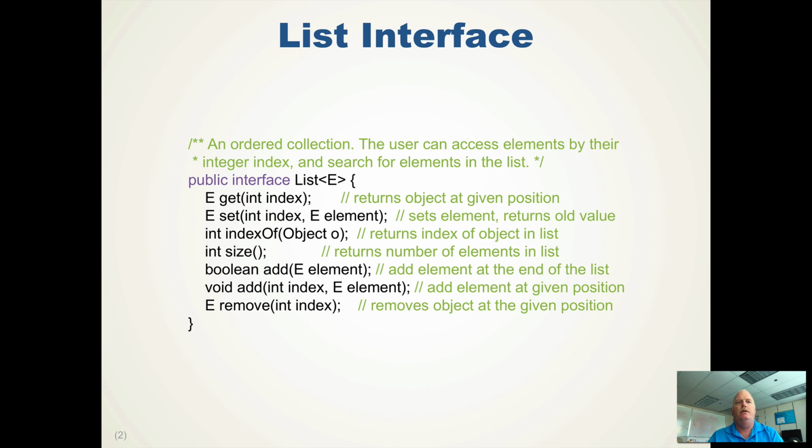Here's our list interface. Remember, lists have a concept of an index. The things in the list have a position. They're indexed, so we can get the thing at an index. We can set the thing at an index. We can find the index of it. Lists grow and shrink, so we can ask how big it is, how many items are in it. We can add to it at the end, or we can add to it in the middle, and we can remove things from it, so we can shrink the list.